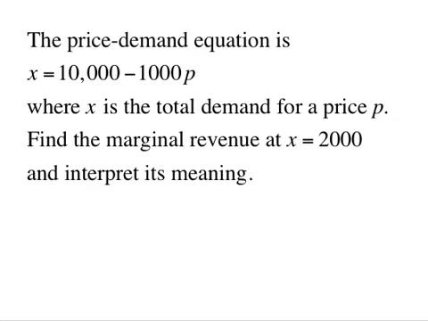Let's take a look at another problem here. The price-demand equation is x = 10,000 minus 1,000p. X is the total demand for a certain price p. We want to find the marginal revenue at x equals 2,000 and interpret its meaning.